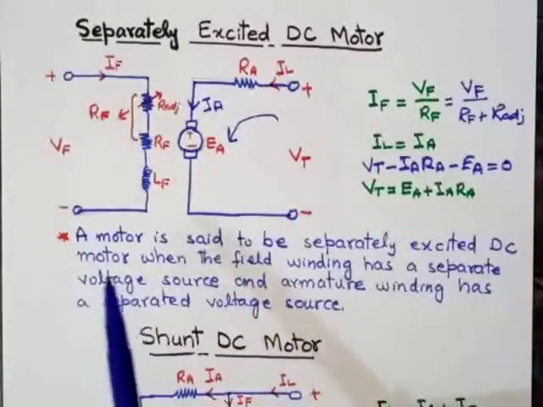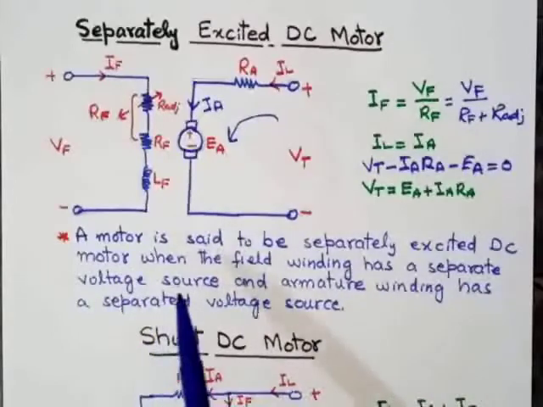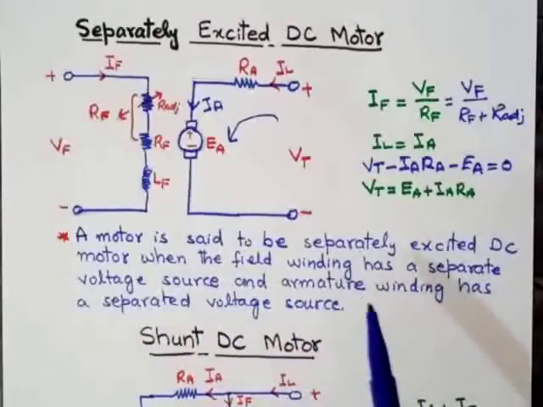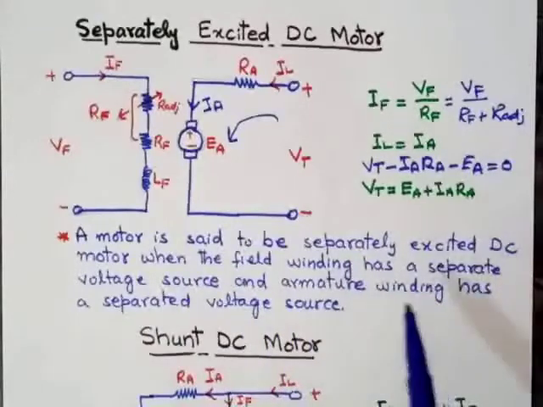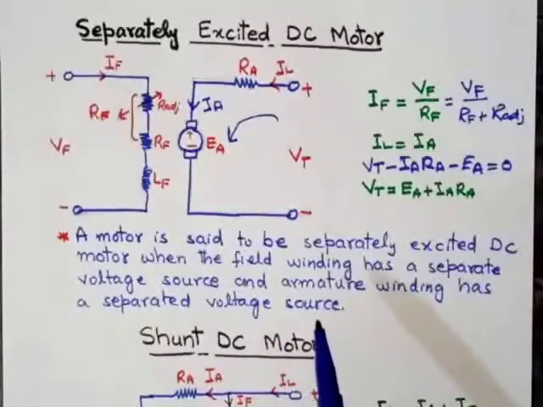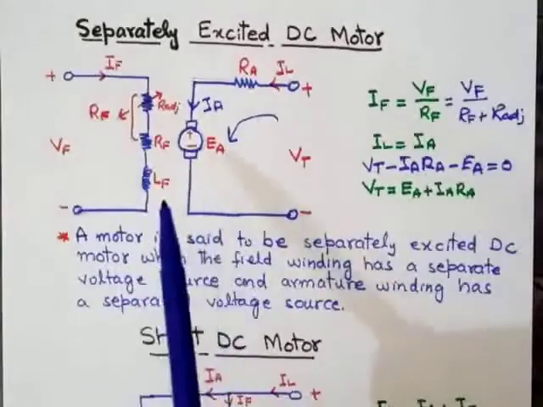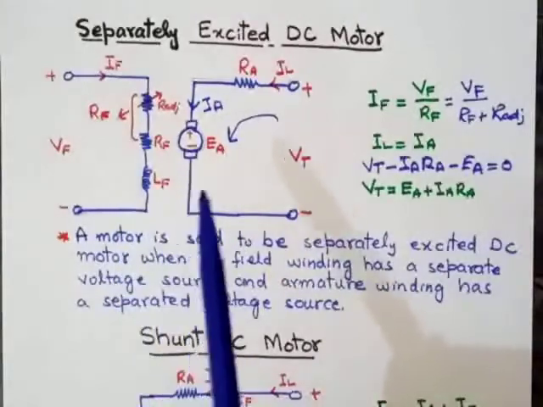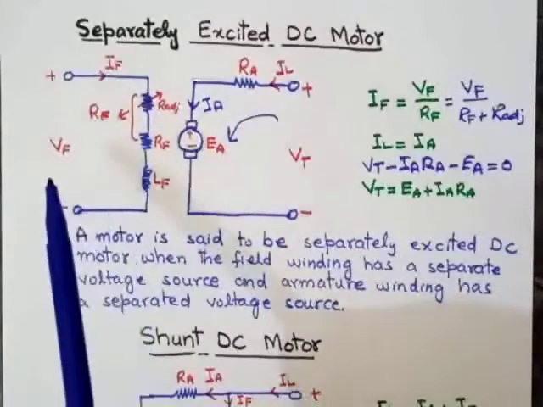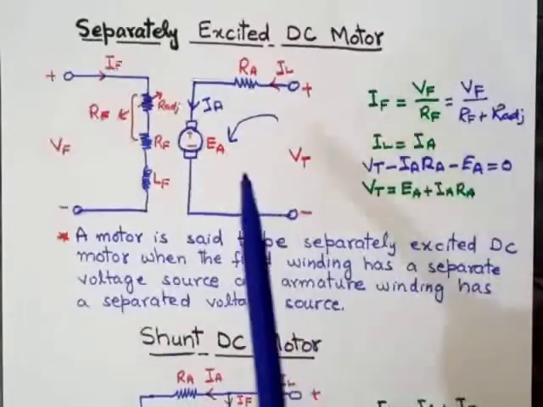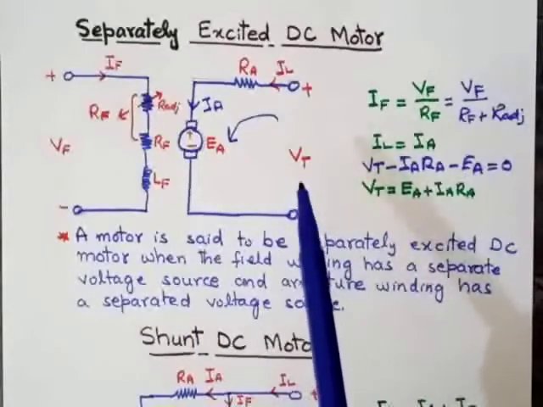A separately excited DC motor is a motor where the field winding has a separate voltage source and the armature winding has a separate voltage source. As you can see in this circuit, there are separate voltage sources. One is connected with the field winding, called Vf, and the other is connected with the armature winding, called Vt or terminal voltage.